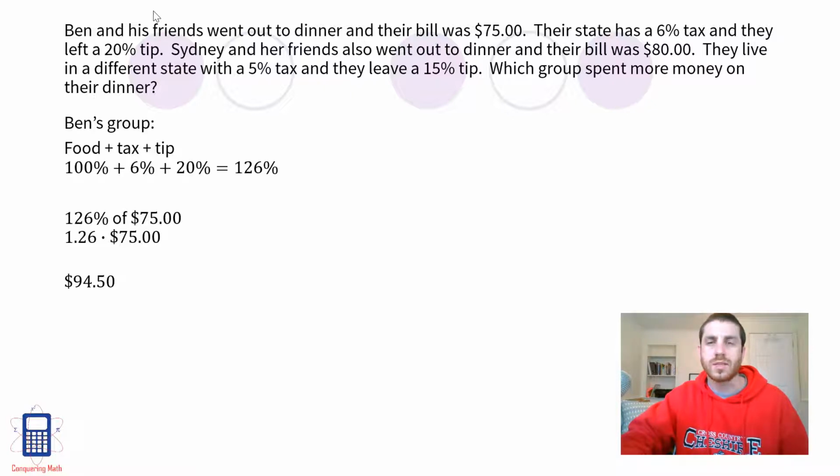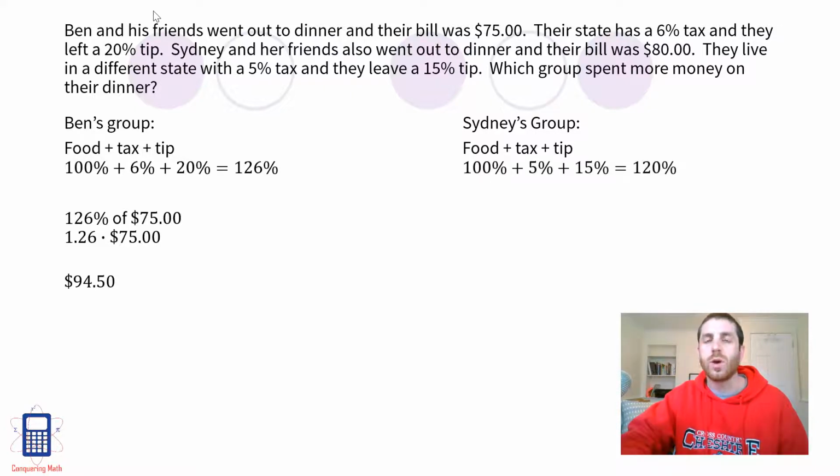Now we'll take a look at Sydney's group. Same idea. They paid for food, they paid tax, and they paid tip. Again, the full cost of the food was 100% of their original cost. They pay an extra 5% of that cost for tax, and another 15% of that cost for tip, which means they paid a total of 120% of their original cost for their total bill.